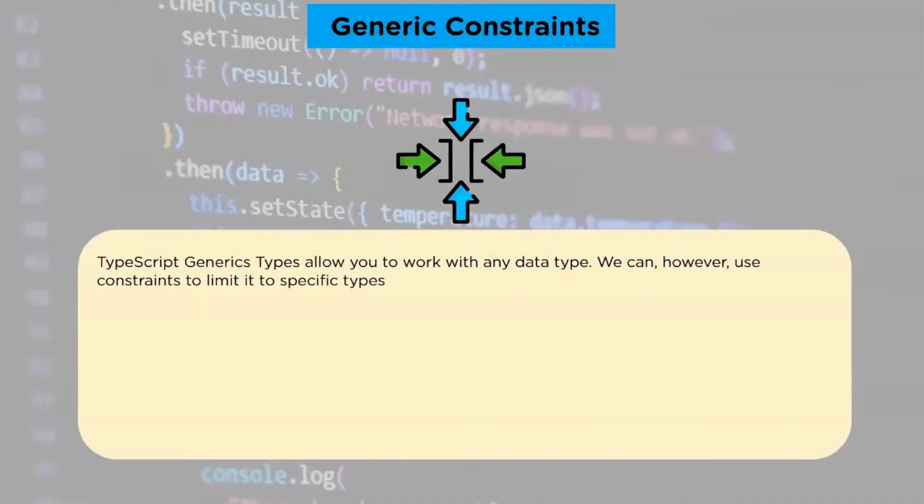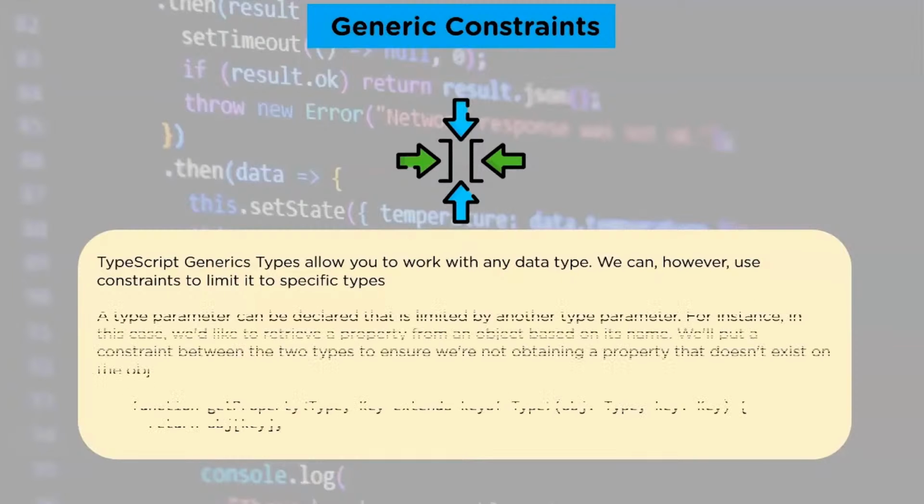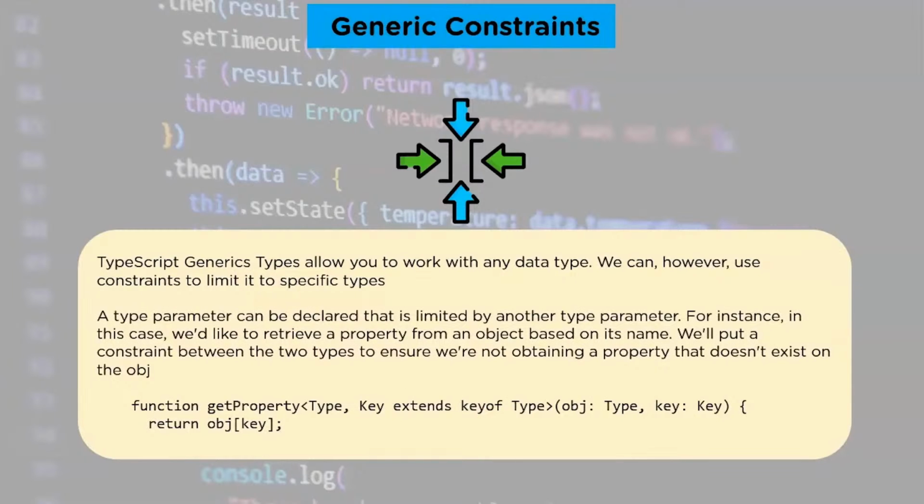TypeScript generic types allow you to work with any data type. We can, however, use constraints to limit it to specific types. A type parameter can be declared that is limited by another type parameter. For instance, in this case, we would like to retrieve a property from an object based on its name. We will put a constraint between two types to ensure that we are not obtaining a property that does not exist on the object. Now let us jump into Visual Studio Code and understand TypeScript generics better.